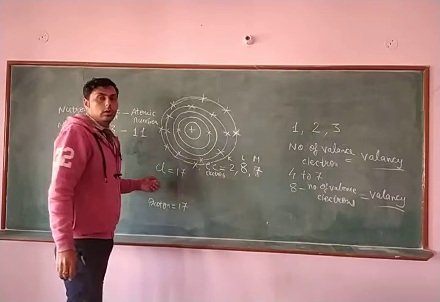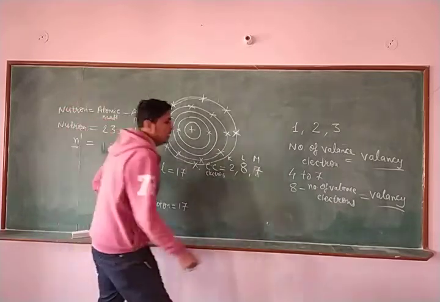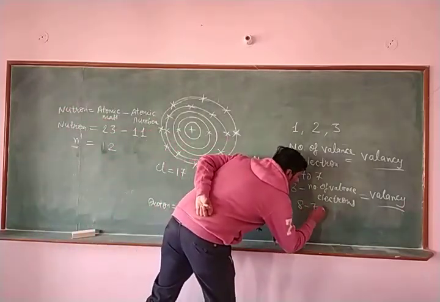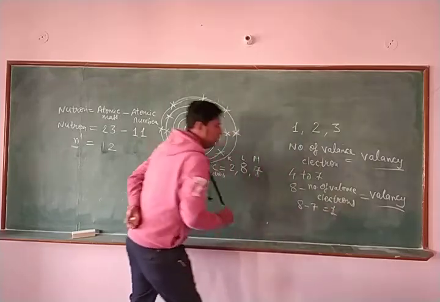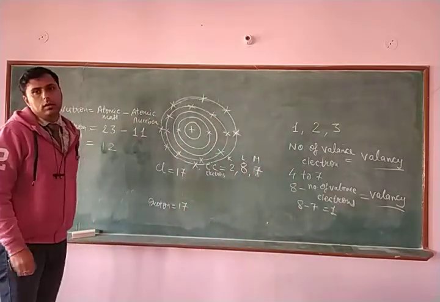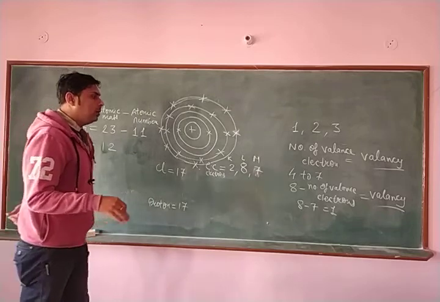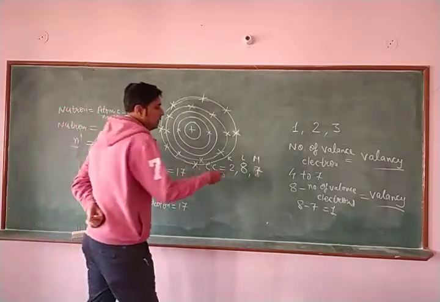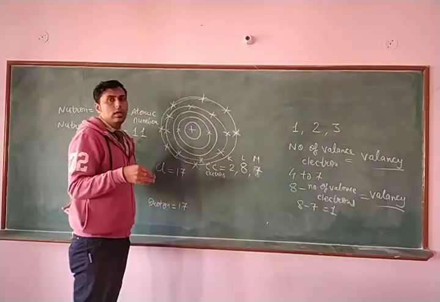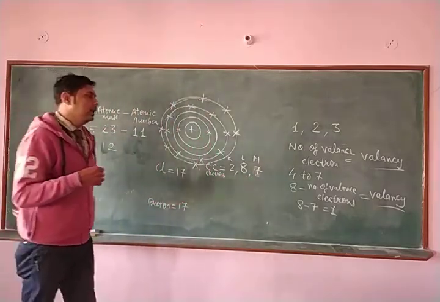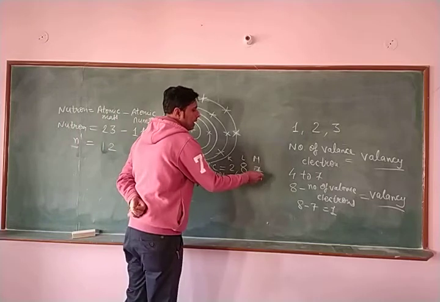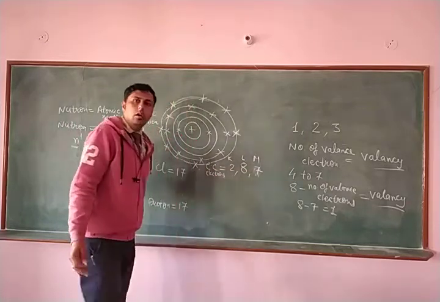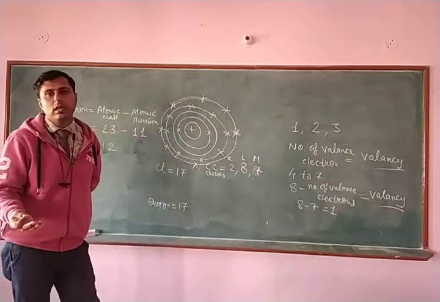So if we talk about chlorine, how will we find out? 8 minus 7, that is 1. 1 is the valency of chlorine. 1 is the valency means chlorine is taking 1 electron to complete the octet. If one electron is added to chlorine, then chlorine will complete its octet and become stable.